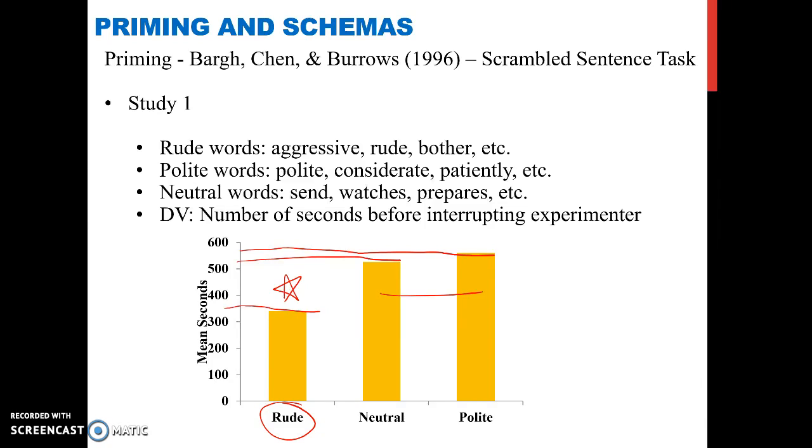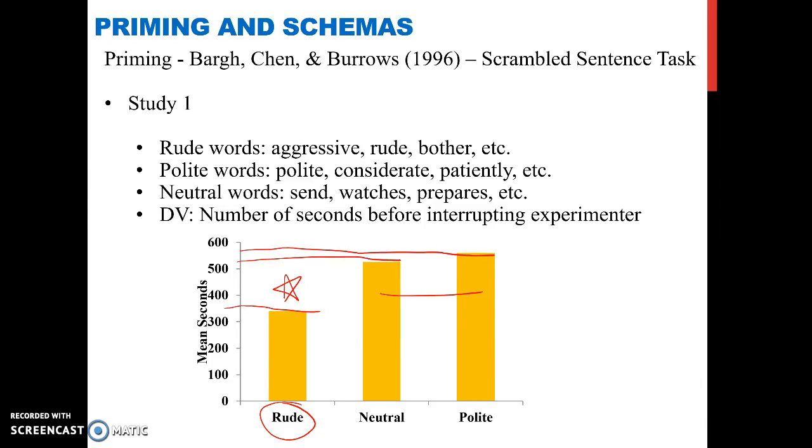certain scripts are going to be active. Remember, at this point, the participant's just waiting there, like, hey, is this experimenter ever going to come over here? And their scripts are going to be active and evaluated. And those in the rude condition, the script that wins is going to be the script that says interrupt them, stop their conversation, and get over here. Those in the polite and neutral condition don't have that active.